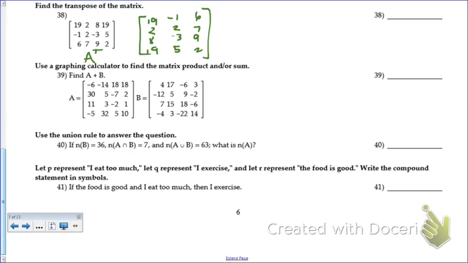Number 39, it says use a graphing calculator to find the matrix product and or sum. We're just finding a sum here. Honestly, you don't need a calculator. All we're doing is adding like elements, or elements that are in the same location. So basically I would add whatever's in row 1 column 1 to row 1 column 1 in B. Same thing, row 1 column 2, row 1 column 2, and just adding like parts.